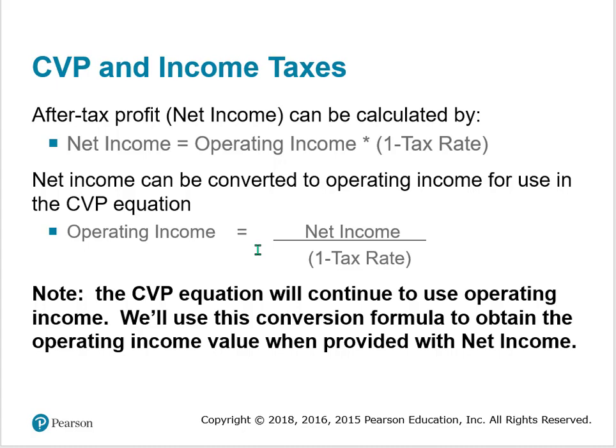So the conversion formula on the slide is net income divided by 1 minus the tax rate. That would give us the operating income we'd need. The CVP equation keeps going using operating income, but we'll use this formula to get the operating income value when provided with net income. So if you take your net income divided by 1 minus the tax rate, then you'll get operating income. It's a little bit backwards.